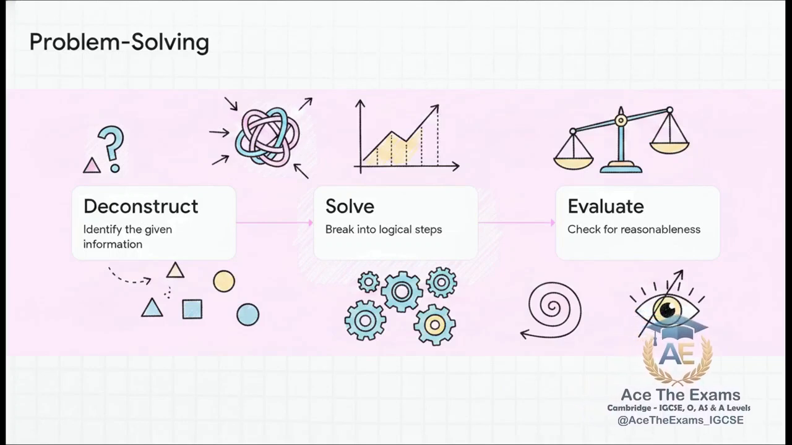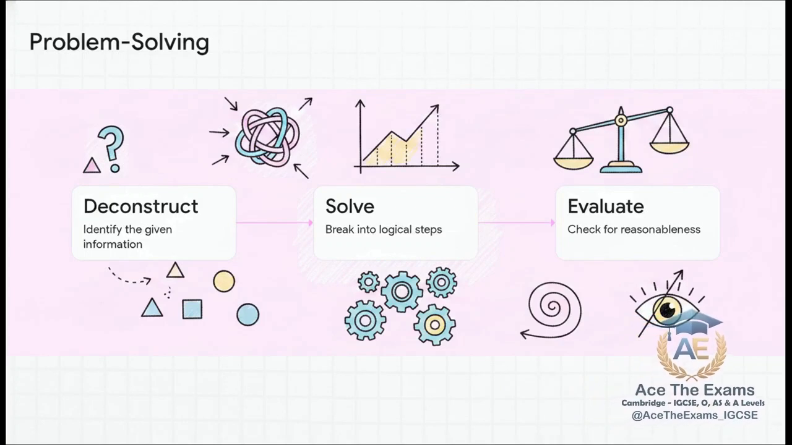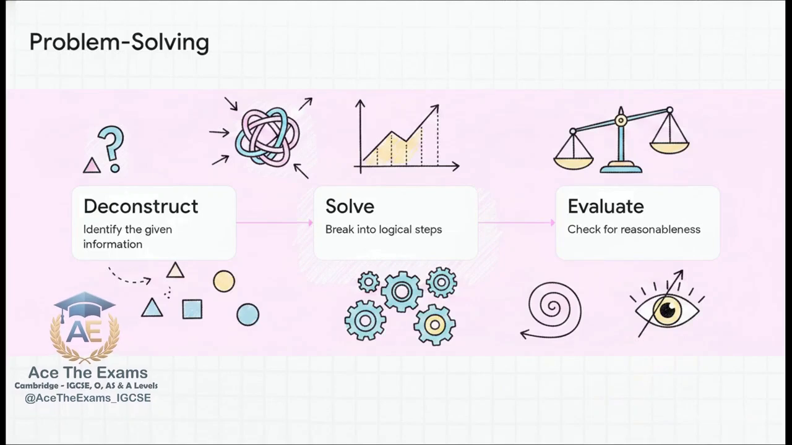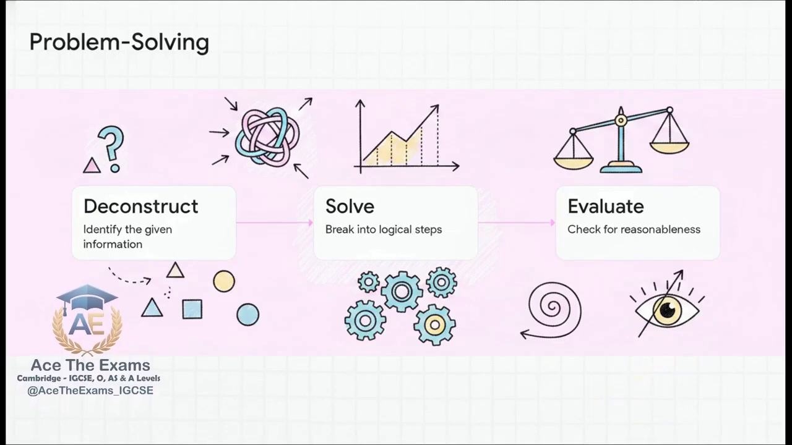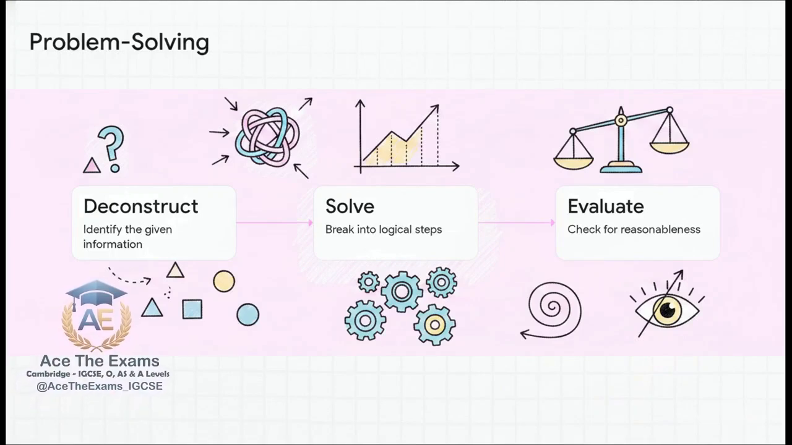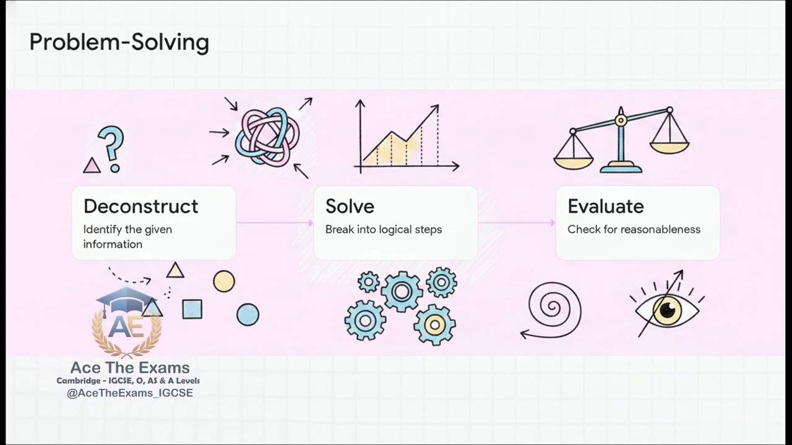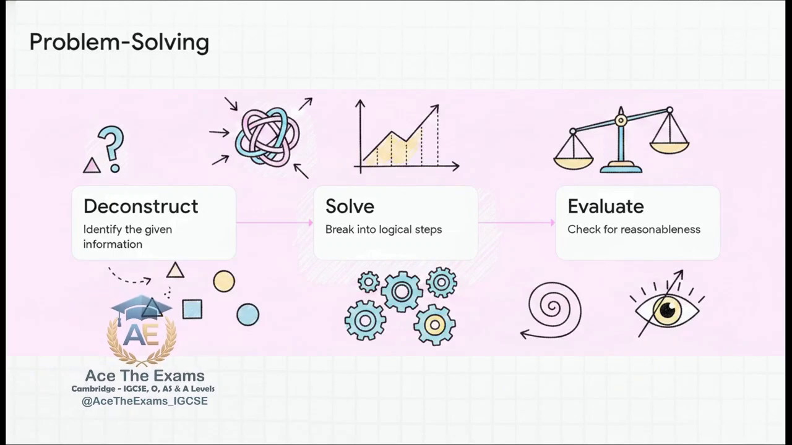Step 2. Solve systematically. Differentiate x to get 2t. Differentiate y to get 2. Divide them to get 1 over t. Plug in 2. The answer is 1/2. Step 3. Evaluate. Does a positive gradient make sense for this curve? Yes. This deconstruct, solve, evaluate loop, combined with your Peel structure, is the heartbeat of the method mark strategy.